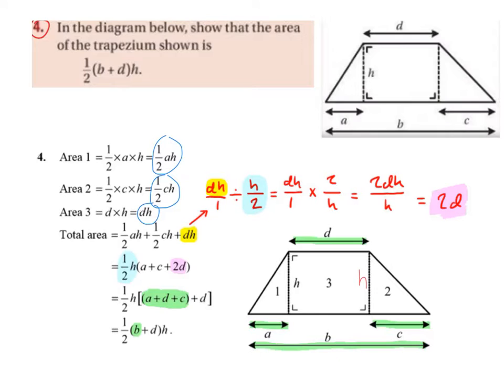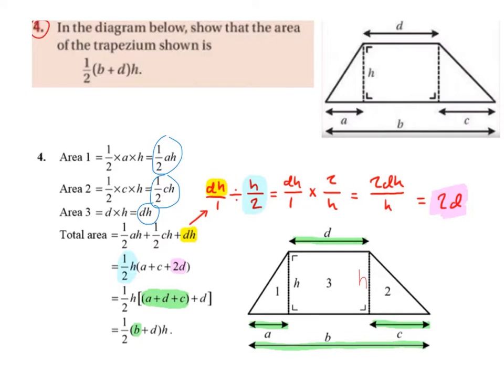So next what we want to do is factorize a half AH plus a half CH plus DH. So we're going to take a half H outside the bracket as the highest common factor. So a half H into a half AH will leave us with A. And a half H into a half CH will leave us with C. And then a half H into DH will leave us with 2D.